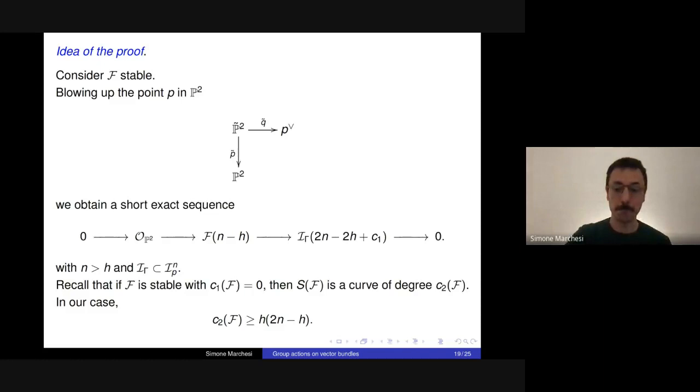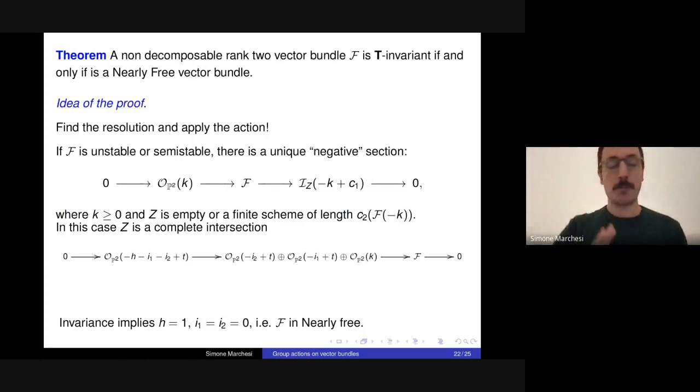Perfect. With this very important, key theorem in mind, we prove that any non-decomposable rank 2 vector bundle is T-invariant if and only if it is zero-free. So let's suppose that it's T-invariant. The key idea is the same: find the resolution and apply the action. If F is unstable or semi-stable, there is a unique negative section, so k non-negative. And in this case, the invariance tells us, because this is unique, that Z is also invariant by the action of G.